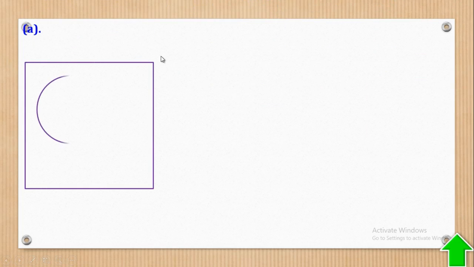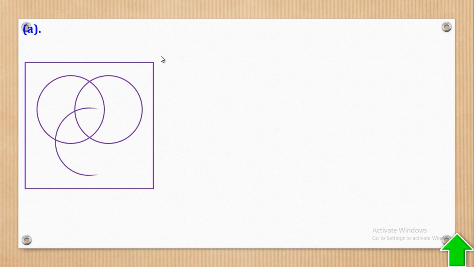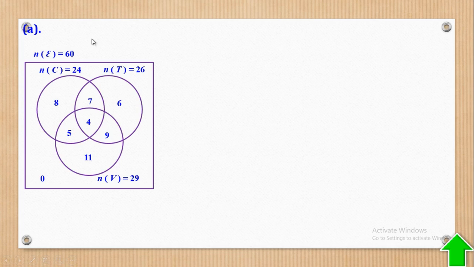So now that we have got the value of x, we can now replace x in the set we had drawn, and these are the values we shall come up with. Okay, so those are the values we come up with when we replace x in the above Venn diagram. So now we can answer the questions.